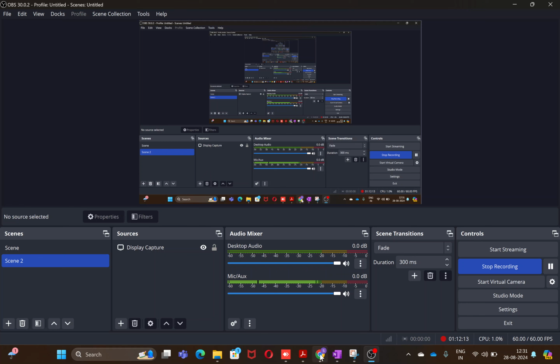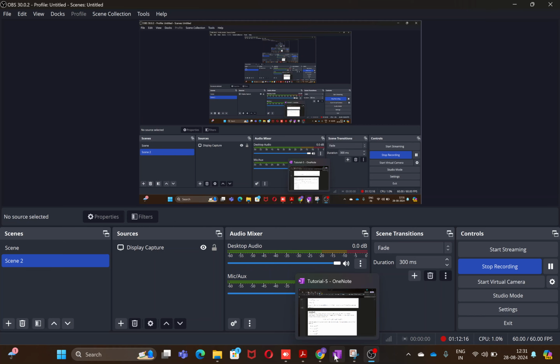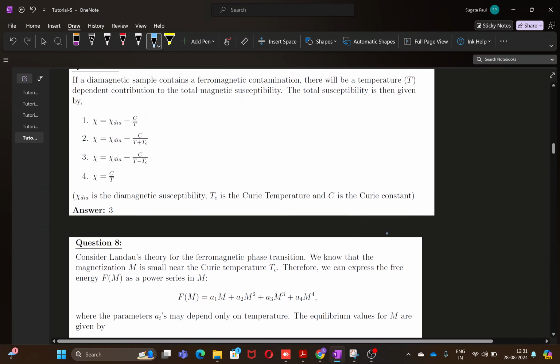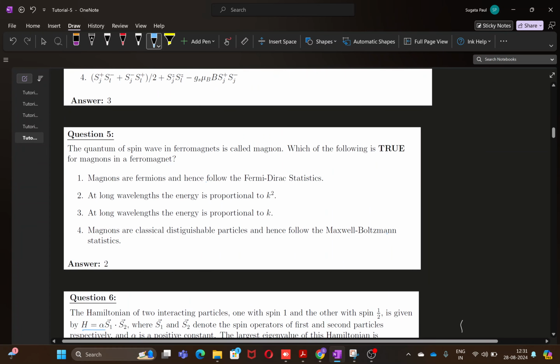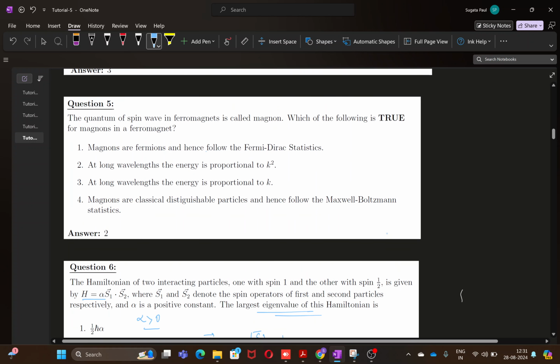Okay, so let's continue. I was discussing problem number 6 to you first, and I left question number 5 for later. So let us try question number 5 then. It is saying that the quantum of spin wave in ferromagnets is called magnons. You know that magnons are basically the quantized version of spin waves, and they are seen in ferromagnets. Which of the following is true for magnons in a ferromagnet? So you have to choose the true option.